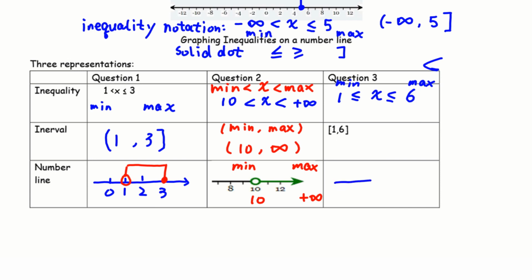Then on the number line, we have the solid dot because you have an equal sign. So we have this number line, then a solid dot on 1 and a solid dot on 6. Because you have an equal sign, it goes from minimum to maximum. This is equivalent to this inequality notation, and this is interval notation. So you have 3 different types of notation.